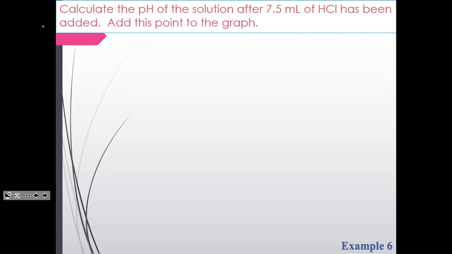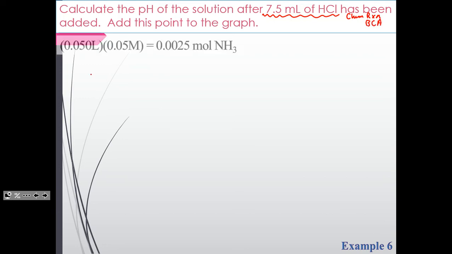Calculate the pH of the solution after 7.5 milliliters of strong acid HCl has been added. Add this point to the graph. So first thing we need to note is that strong acid plus weak base, we do have a chemical reaction, and we are going to have to set up a BCA table for this. So let's jump in. We need the moles in order to plug into our BCA table. Liters times molarities gets us moles of weak base. And this is going to be the same for each problem and each point that we do, because what we're changing is the amount of strong acid.